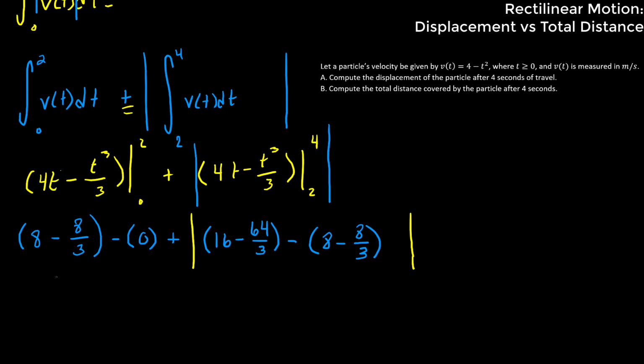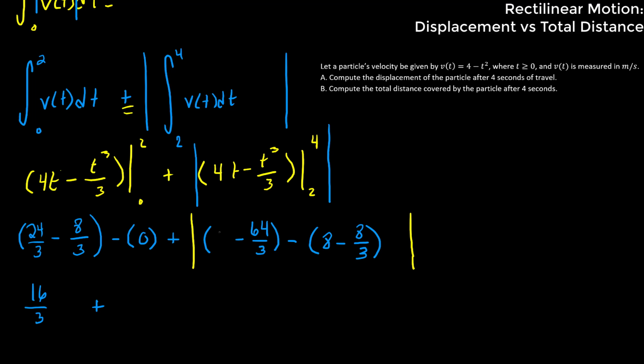So 8 minus 8 over 3, we can use our calculators there, but I'm going to solve by hand. So I'm going to make that 8 into a 24 over 3. And what this is going to give us is 16 over 3 right there. Minus 0, I'll ignore that. So we'll just add this onto 16 minus 64 over 3, just like we did last time.